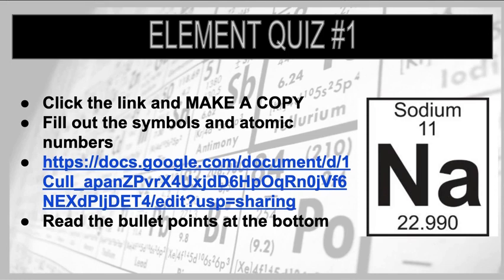So click the link, make a copy because it's just my master doc, and so you'll have to make a copy so that you can edit it. And then you can use any periodic table that you can find. Just Google search one and find a periodic table, and you're supposed to be filling in the elements. The elements are there. So you need to put in the symbols and the atomic numbers.